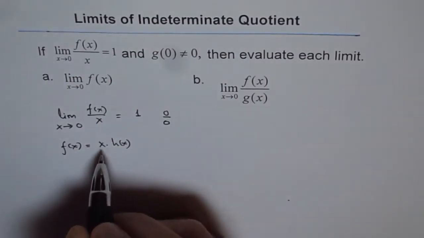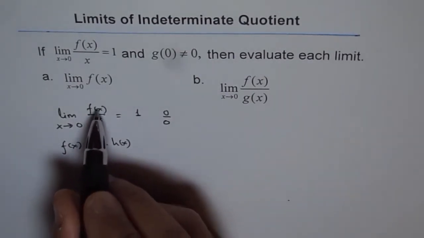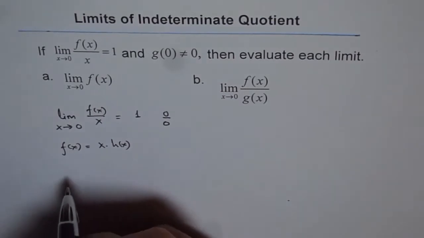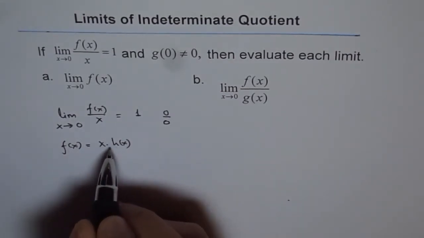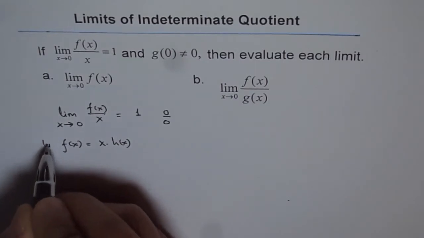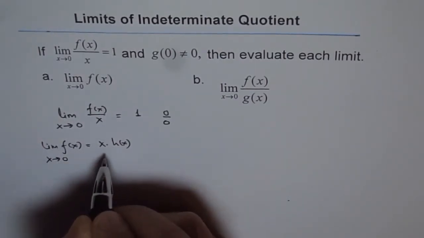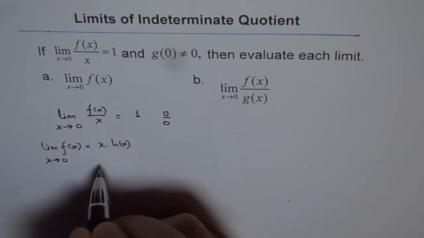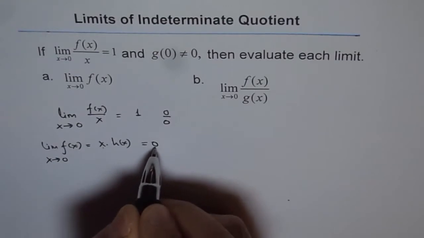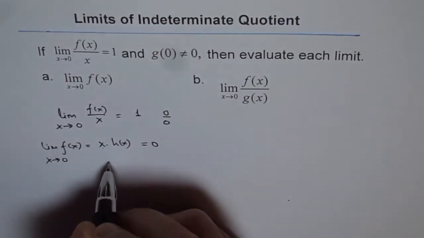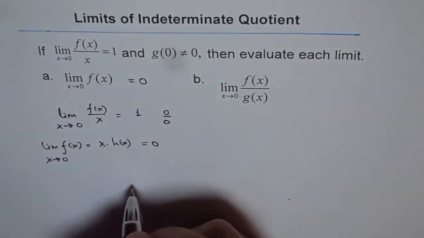So that implies that f(x) is x times something. x is a factor of the numerator also, right? Now if f(x) is equal to h(x) times x, then the limit as x approaches 0 of this function should be equal to 0, right? It will be 0 because x equal to 0 will give us 0, correct? So that is why we expect this answer to be 0.